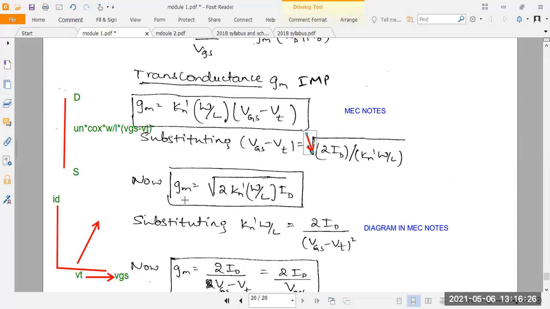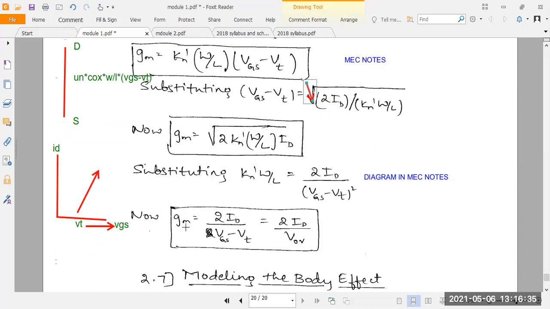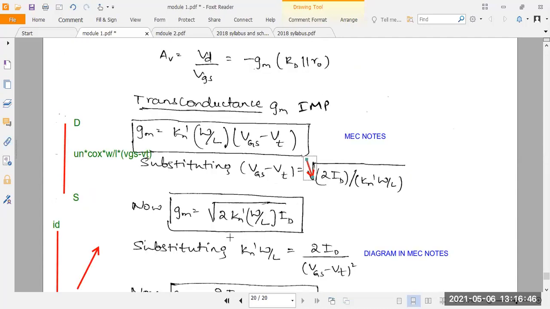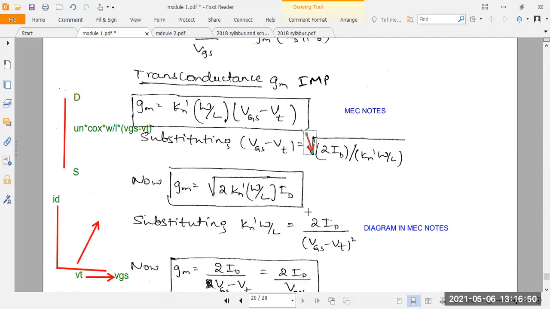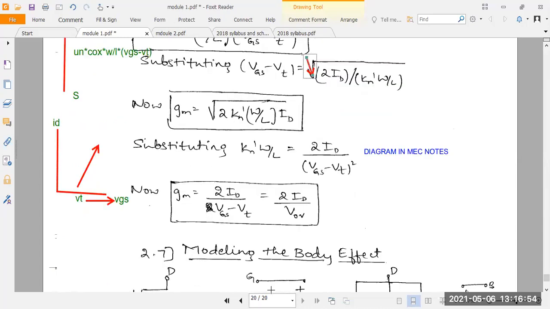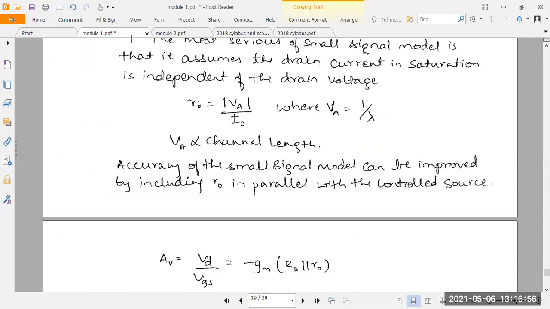After that, you consider gm now: the square root of Kn' W/L times ID. Substitute here, then simplify, and we get the final equation gm is equal to 2 times ID divided by VGS minus VT. VGS minus VT is nothing but the overdrive voltage. Understood? So this is for the 4 marks. You write the equation, there is no explanation here, just write the 4 equations 1, 2, 3, 4. Understood? So this completes the first module.